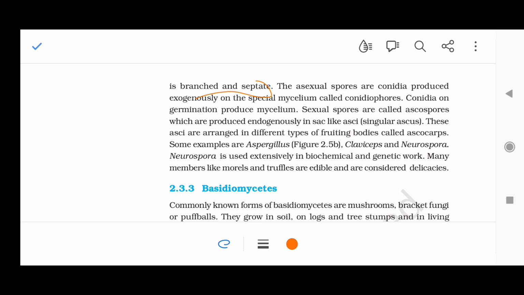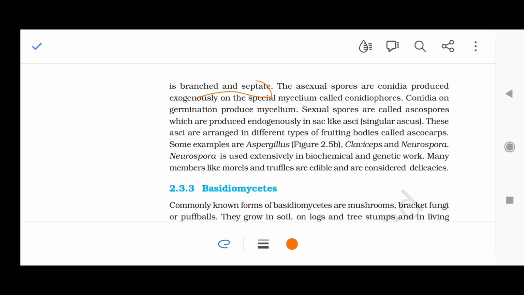Now the asexual spores are conidia, produced exogenously on the mycelium called conidiophores. The asexual spores are produced exogenously on the special mycelium that is called conidiophores. Conidia on germination produce mycelium. So the conidia again form mycelium. Sexual spores are called ascospores, which are produced endogenously in sac-like asci. In the case of singular it is ascus, and if it is multiple then it is asci.